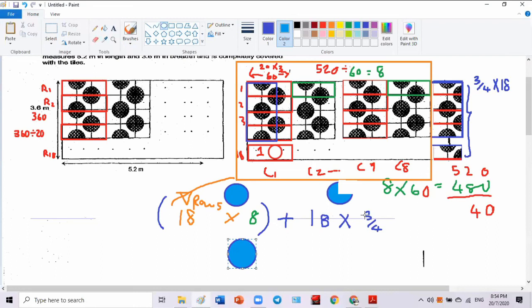But the remainder, because I showed you only 2 squares, is 3/4 of a circle. Can you see? 3/4 of a circle times 18 rows. Understand? Okay, tell me how many circles then. Give me the number.